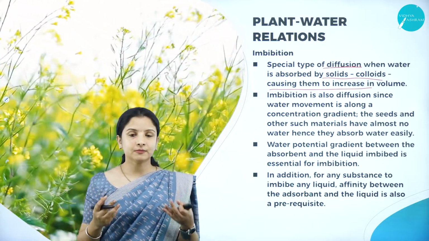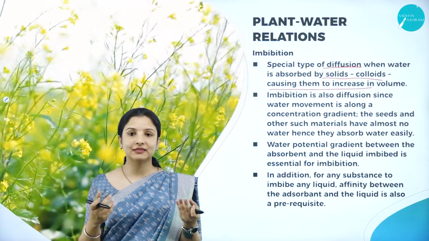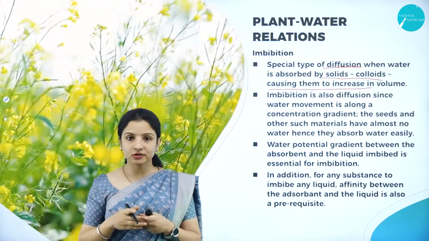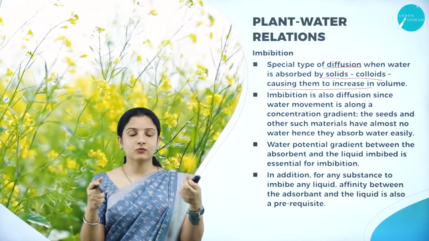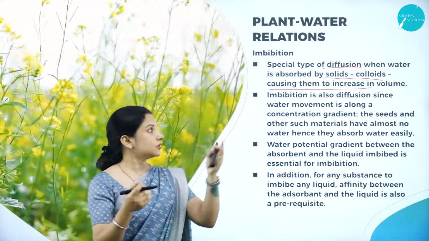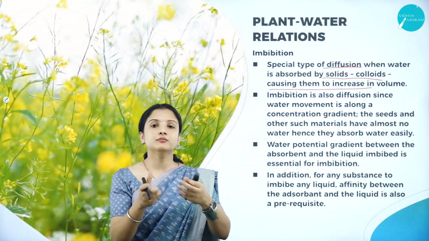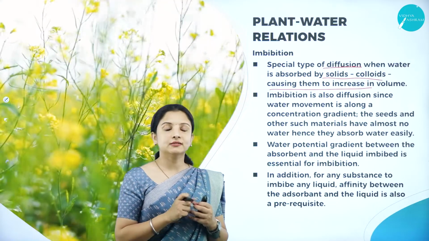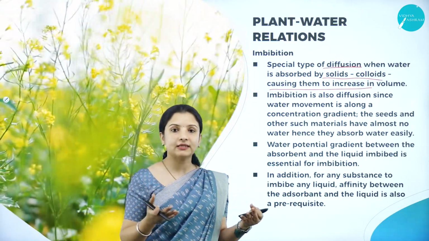So have you seen? There are wooden doors in the house. During rainy season, you will not be able to close them properly. Why? Because the wooden doors would have swelled. Why do they swell? Because the solids and the colloids present in the wooden door will absorb the moisture. So they will imbibe. The wooden doors will imbibe. They will swell in the rainy season.